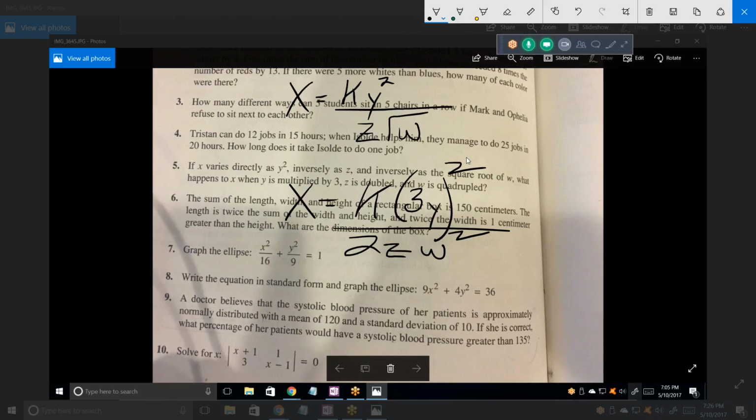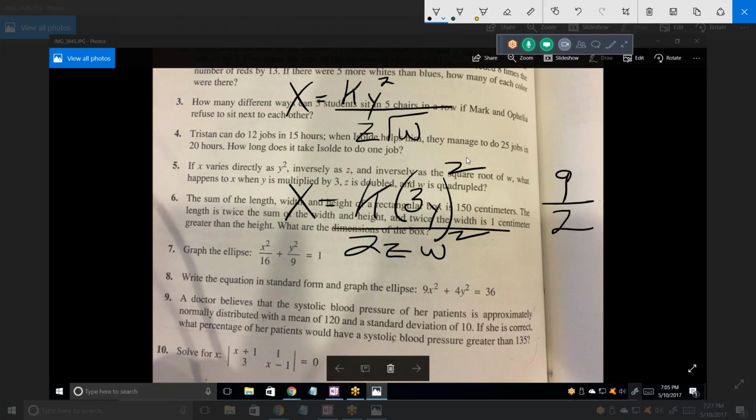Now, we know that x is going to go up by a factor of 9, given the fact that y was tripled. So, up by 9. But then it's going to go down by half, because z was doubled. You with me? Yeah. And then it's going to go down by the fourth root of this. In other words, 4?